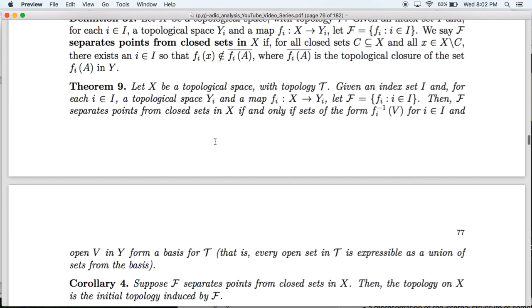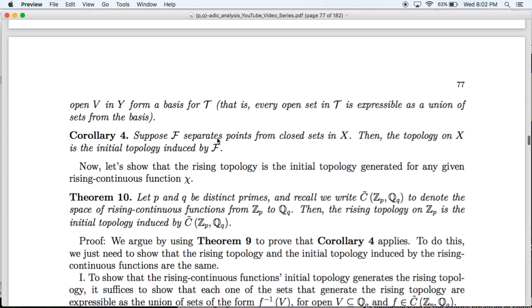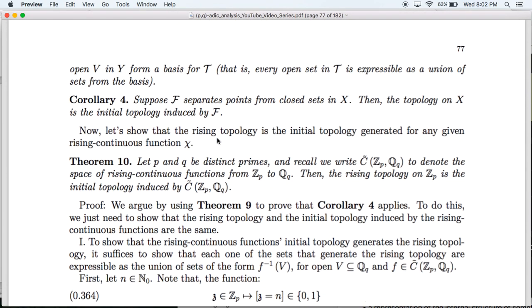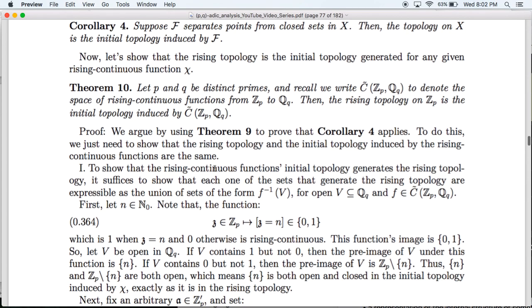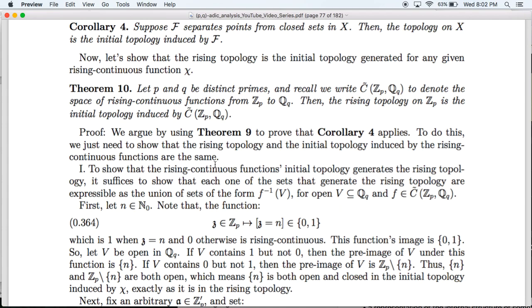To do this, we just need to show that the rising topology and the initial topology induced by rising continuous functions are the same. First, to show that the rising continuous functions' initial topology generates the rising topology, it suffices to show that each one of the sets that generate the rising topology is expressible as unions of the sets of the form f preimage of V, where V is Q-adically open and f is rising continuous. So we need to construct examples.